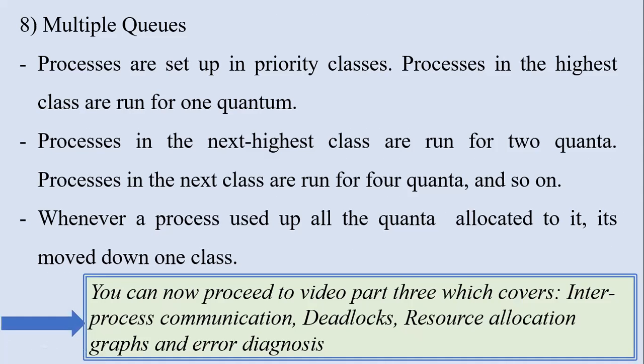The last one is multiple queues. Processes are set up in priority classes. Processes in the highest class are run for 1 quantum. Processes in the next highest class are run for 2 quanta. Processes in the next class are run for 4 quanta, and so on. Whenever a process uses up all the quanta allocated to it, it is moved down 1 class.